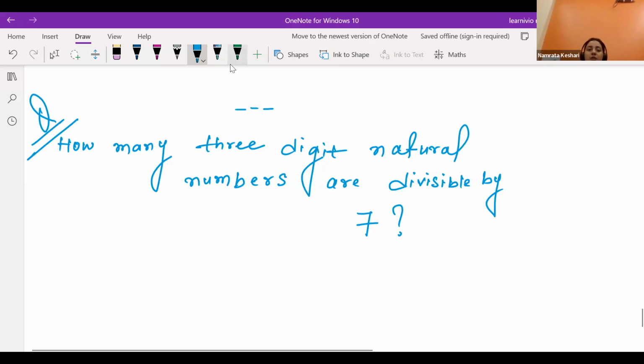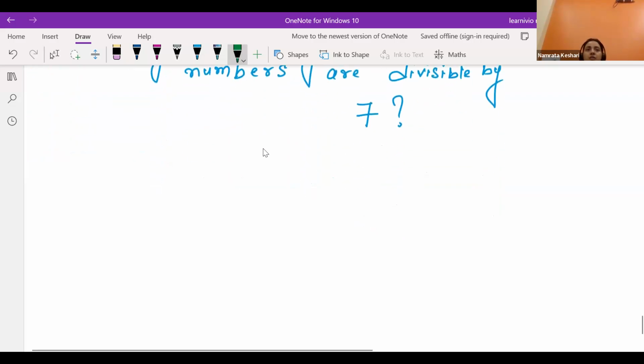Suppose the first 3-digit number is what? The first 3-digit number is 100. After 99, 100 comes, right? So let's divide this 100 by 7. We know that it is not completely divisible, but let's divide. 7 times 1 is 7, then 30, 7 times 4 is 28.